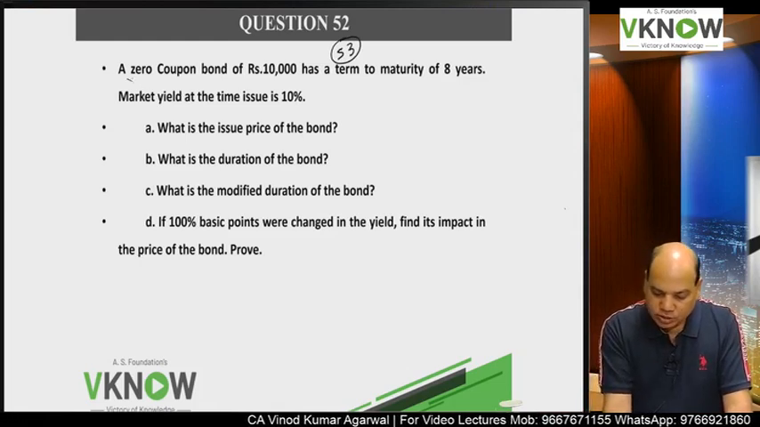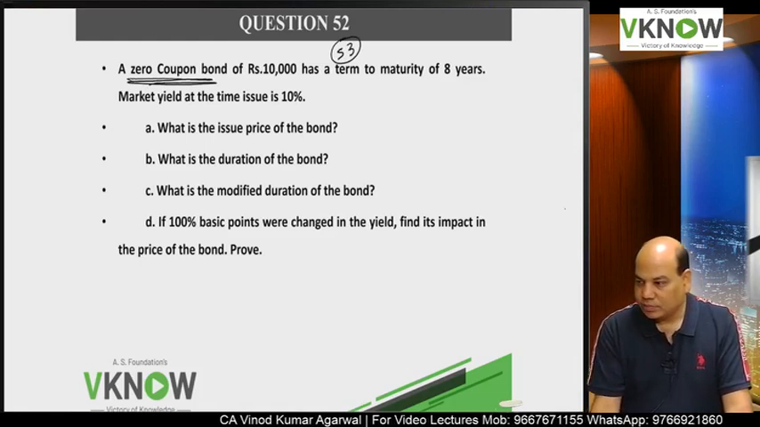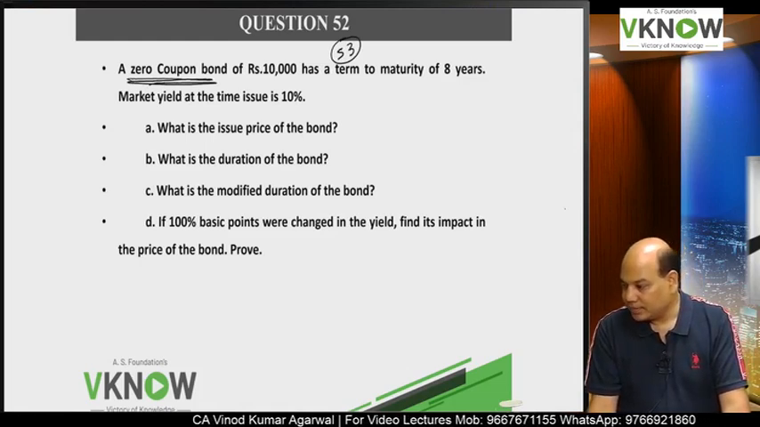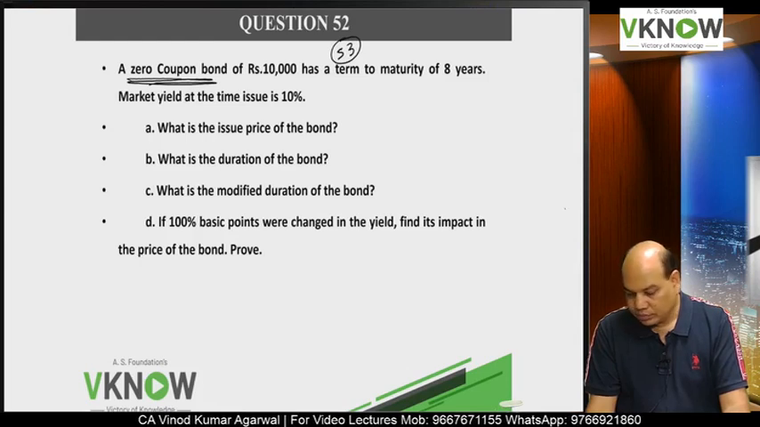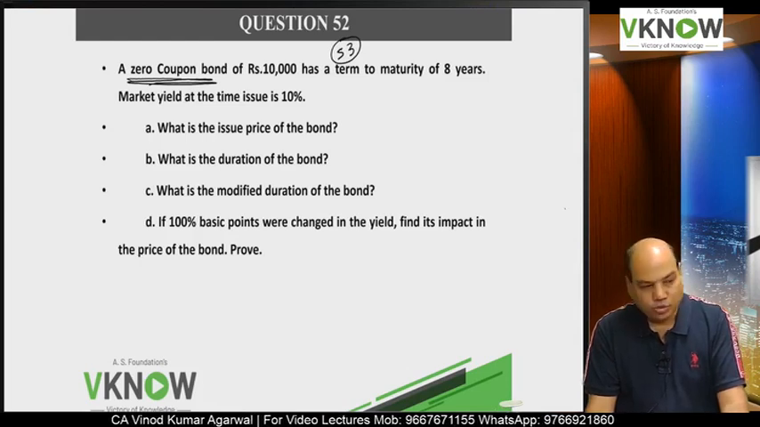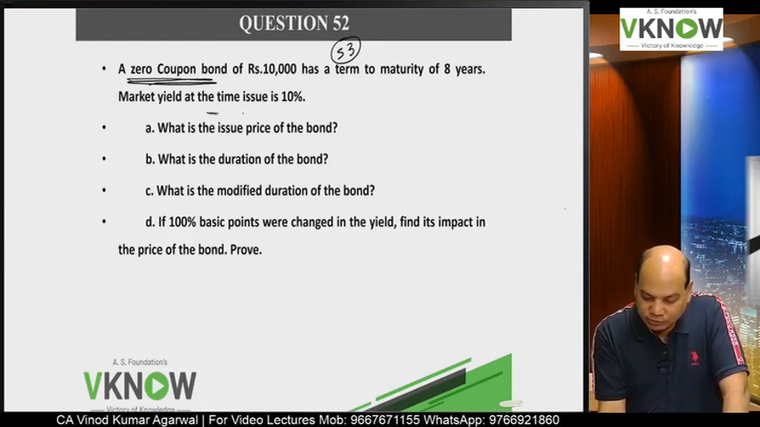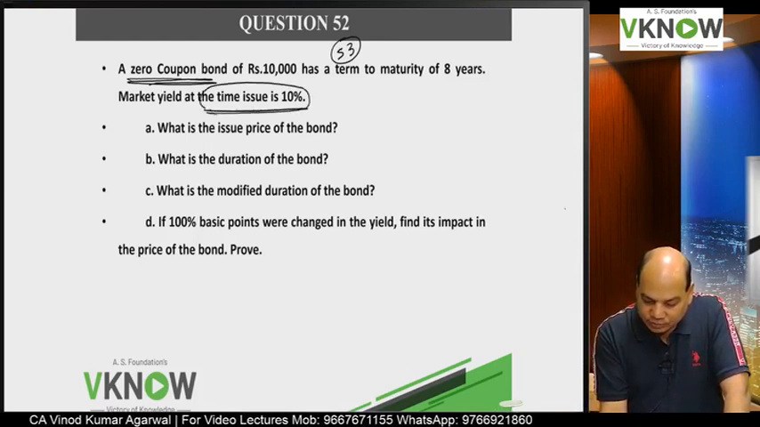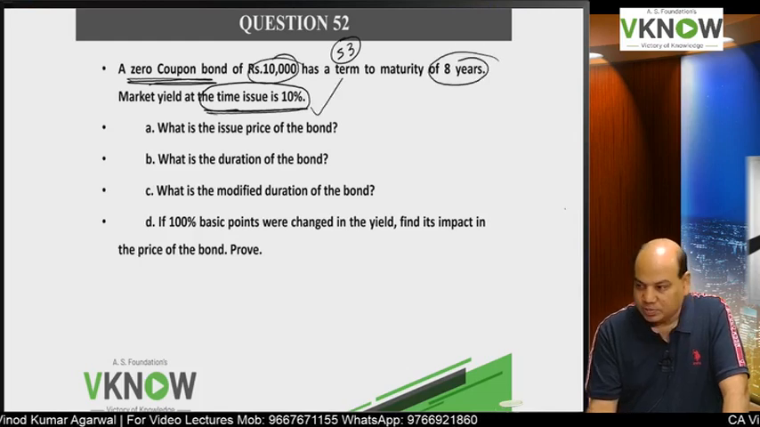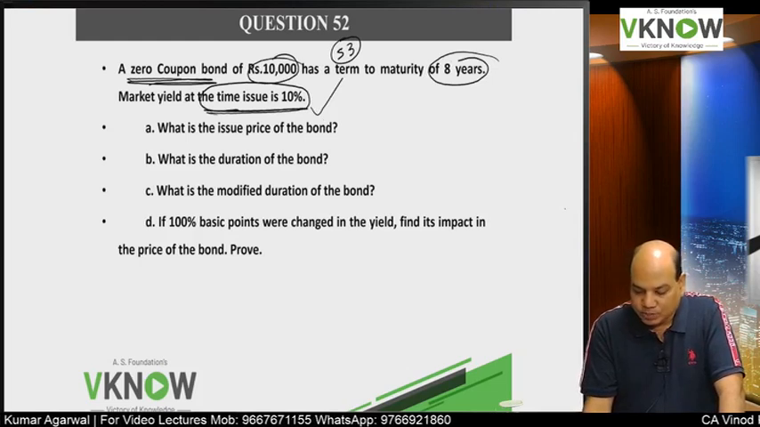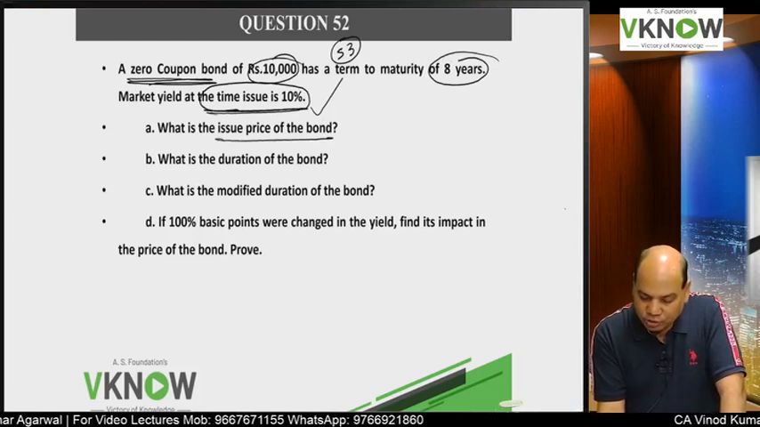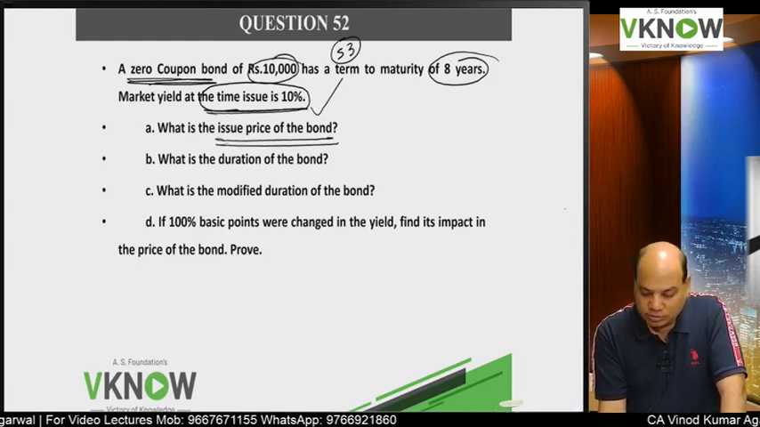A zero coupon bond. Zero coupon bond means the term to maturity and duration will be same. Zero coupon bond of 10,000 has a term to maturity of 8 years. Market yield at the time of issue is 10%. So 10,000, 8 years and 10% discount rate, you can compute the present value or issue price of the bond.